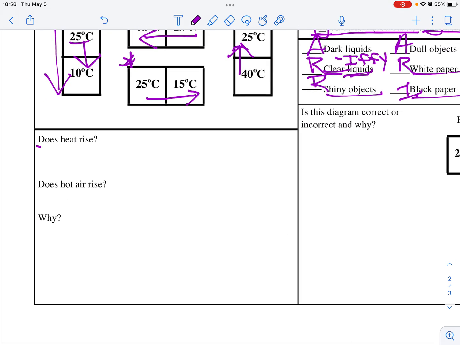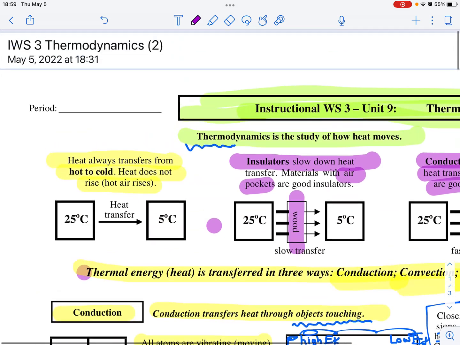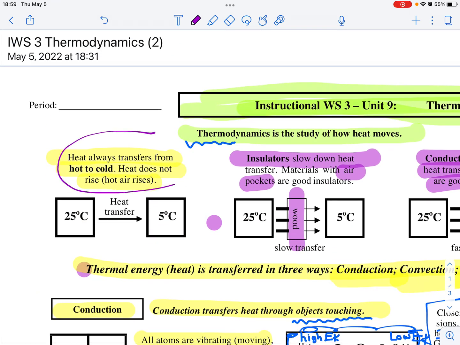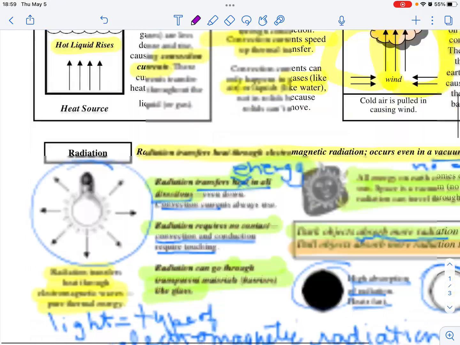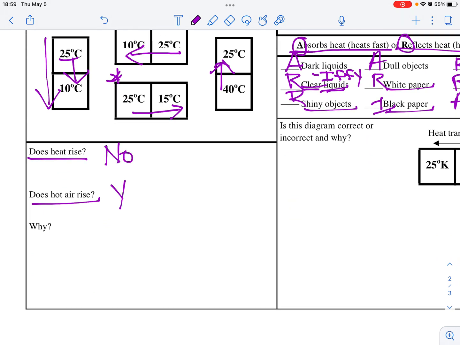Almost done. Does heat rise and does hot air rise? Let me go back up here and remind you of our very first thing. Heat transfers from hot to cold. Heat does not rise. Hot air rises. Does heat rise? No. Does hot air rise? Yes.